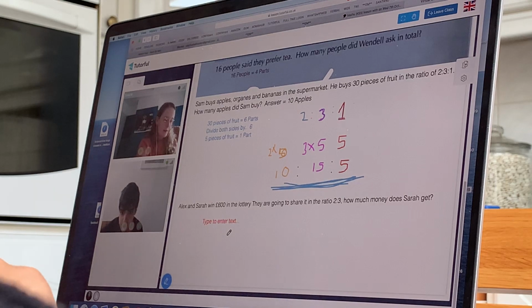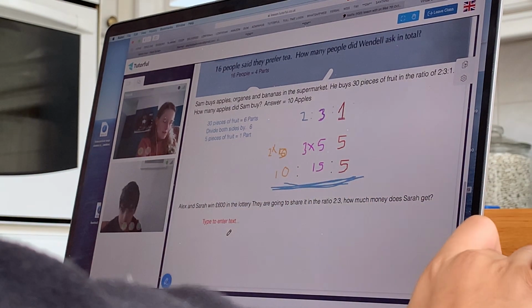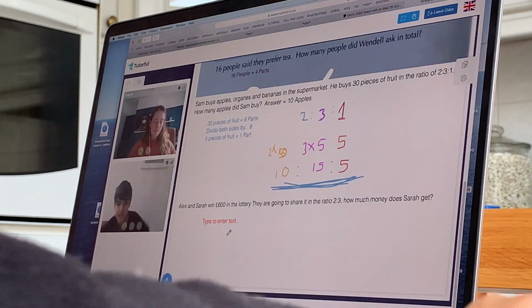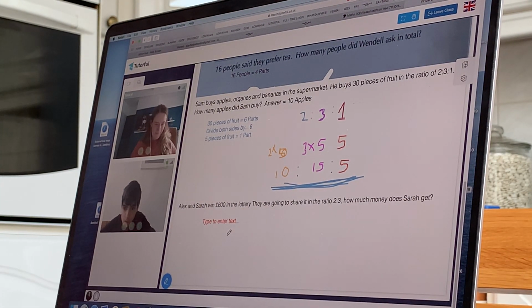Okay, so the ratio is 3 to 2, so we know someone will get more. Right, so 2 would be 200, and 3 would become 400. No. If 2 was 200 and 3 was 300, that only makes 500, not 600. So let's try it my way.